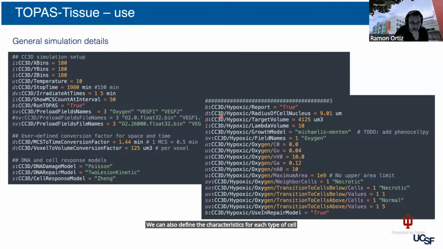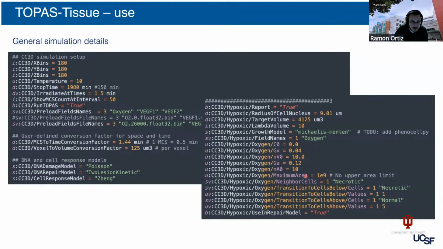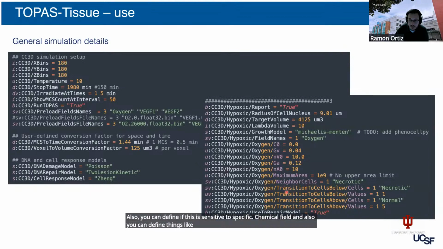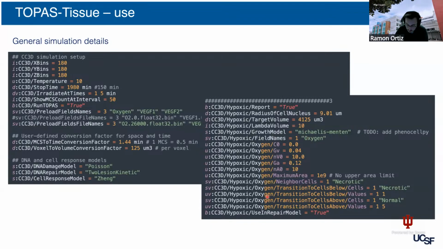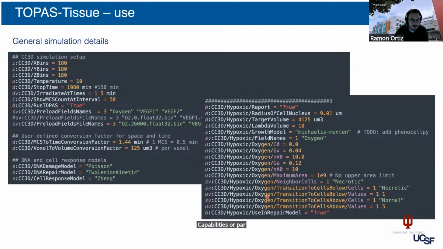We can also define the characteristics of each type of cell. For example, we have here a hypoxic cell. We can define the dimensions, the growth rate based on a specific growth model. Also, we can define if this cell is sensitive to a specific chemical field. And also we can define things like the transition of one cell to another based on the availability or concentration of specific fields, which are all capabilities or parameters that are already implemented in CompuCell.